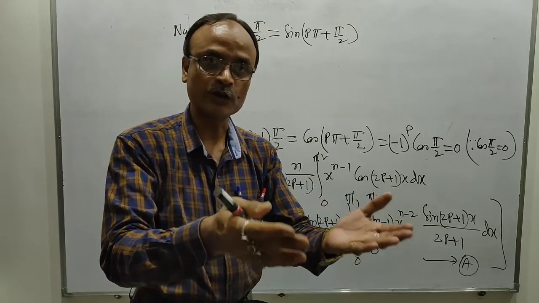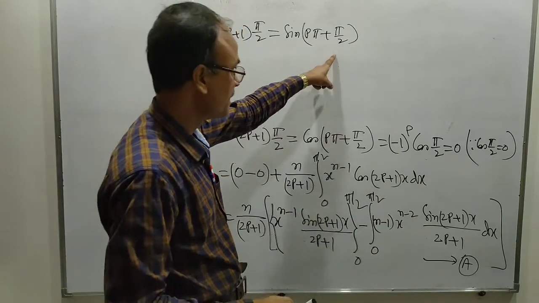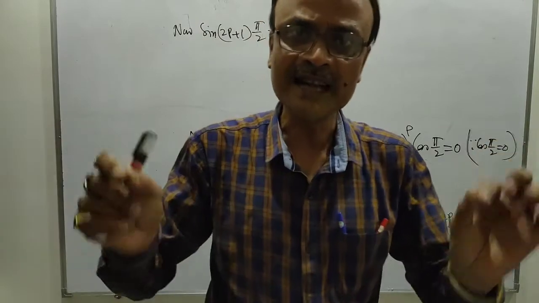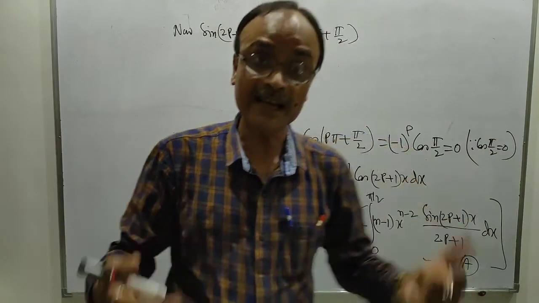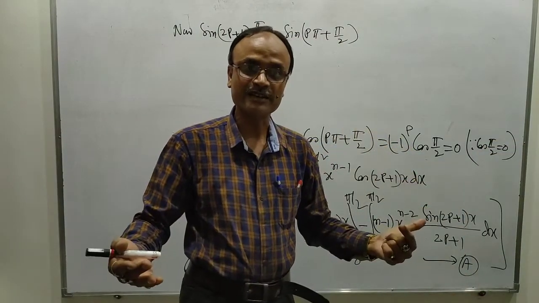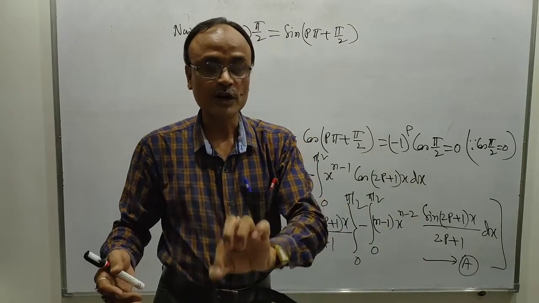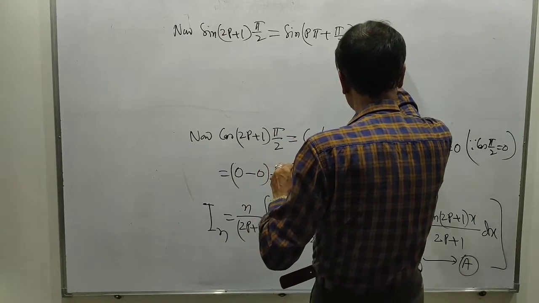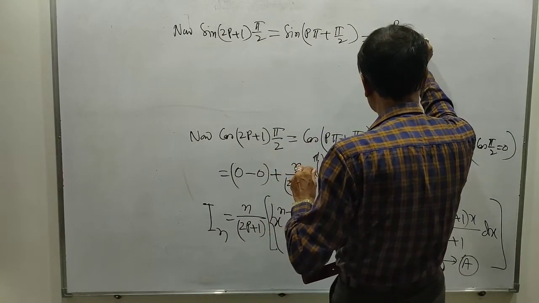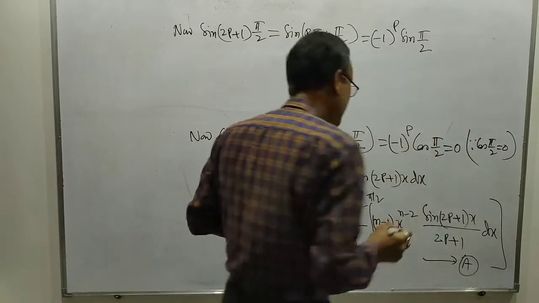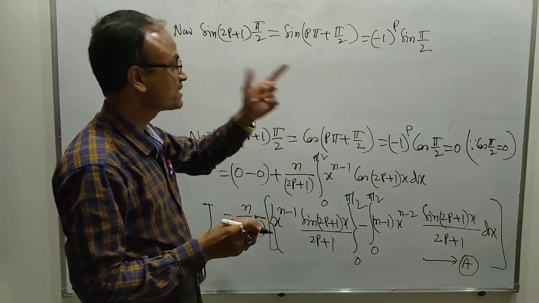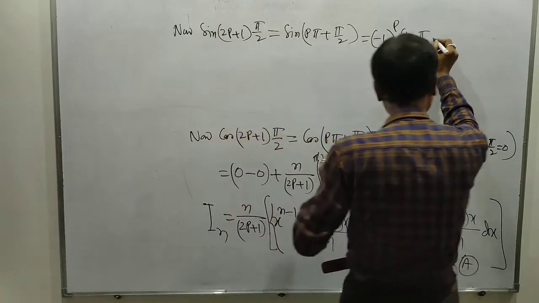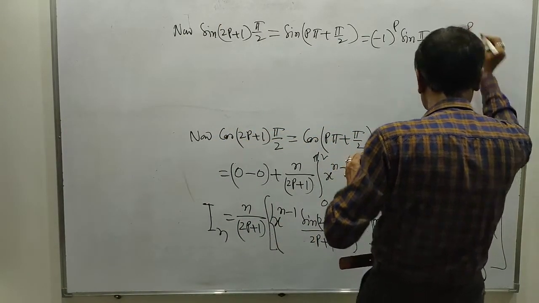It can be written as minus 1 whole square sine pi by 2, plus sine pi by 2. If p is odd, simply it will be minus sine pi by 2, and if p is an even integer, then it will simply be sine pi by 2. You may write here minus 1 whole to the power p times sin pi by 2. Sin pi by 2 is equal to 1. It will be equal to minus 1 whole to the power p.